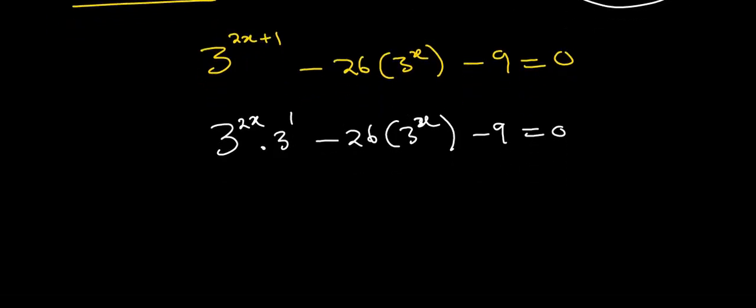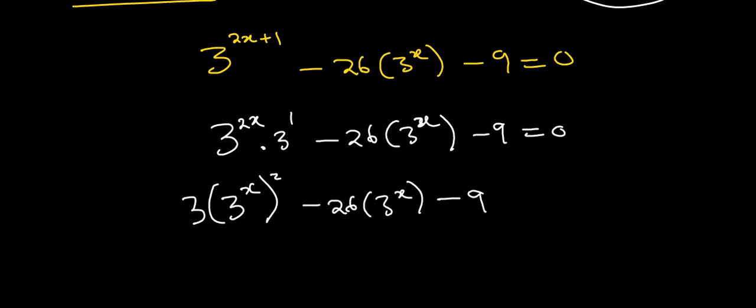Then from here, we're simply going to break this down. The 3 to the power 2x, we can factorize the 2 outside so that we have 3 to the power x, put the 2 here. Then there's a 3 to the power 1, which is just a 3. I'll write the 3 in front there. Minus 26 times 3 to the power x, minus 9, equal to 0.